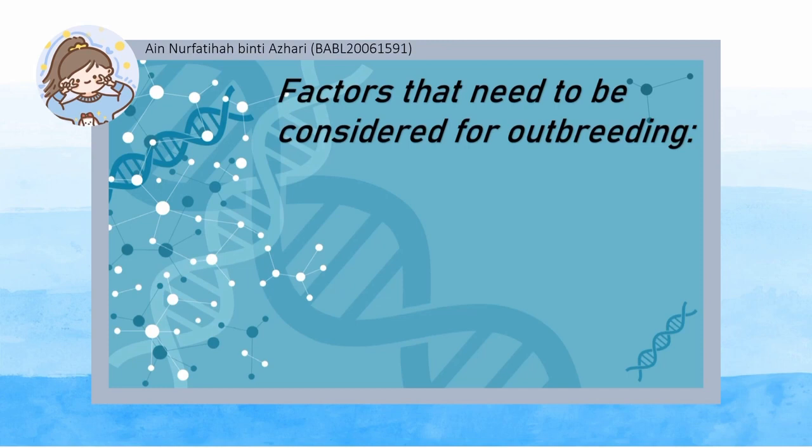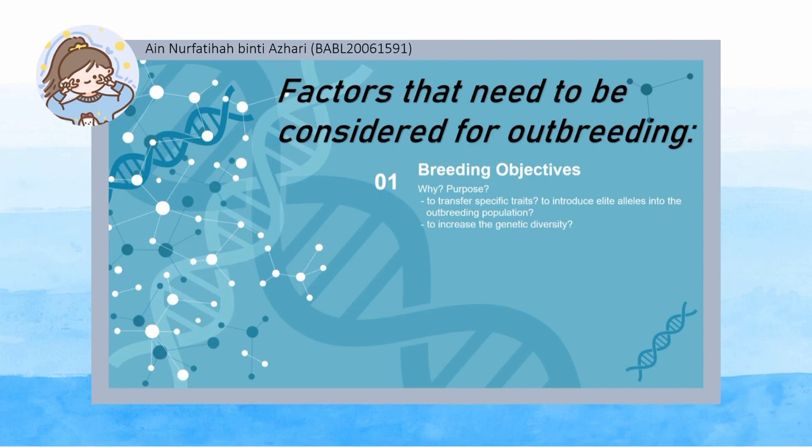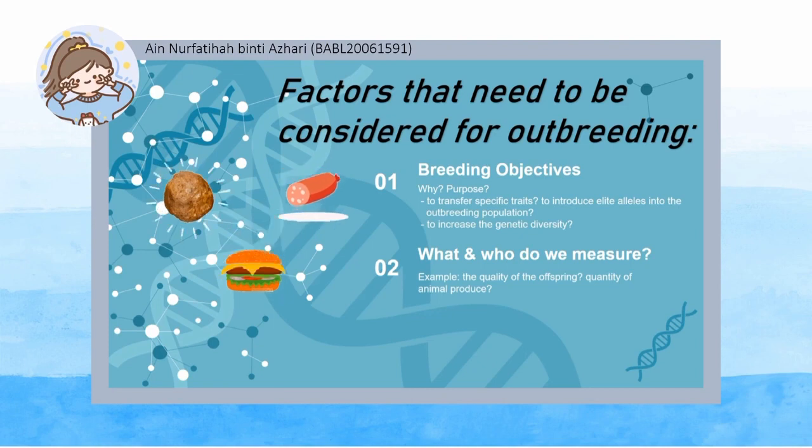Factors that need to be considered before doing outbreeding. One, breeding objective. What is the purpose of outbreeding? Is it to transfer specific alleles from one individual to another, or to increase the genetic diversity? Two, what and who do we measure? For example, do we want to measure the quantity of the animal produce or the quality of the offspring?